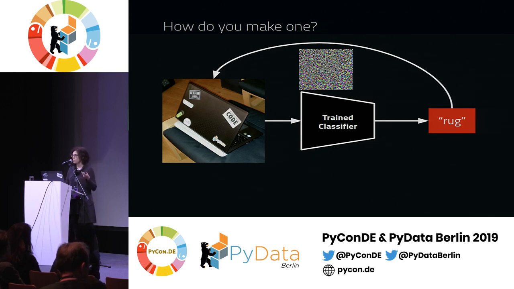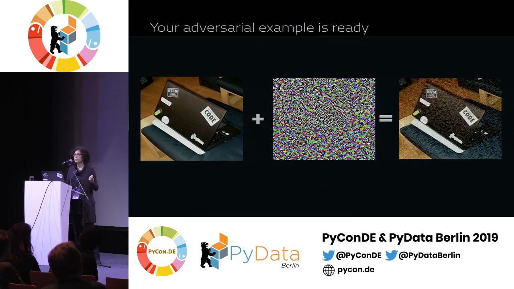But what you will want to do is tweak the input. So what you do is you take that loss, you take the gradient with respect to the input image, and that's the so-called noise that you're seeing. And now all you have to do is add that noise or that perturbation to the original image, and there you go. Now you've made yourself an adversarial example that you can throw at your model.